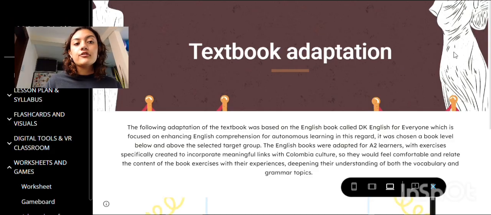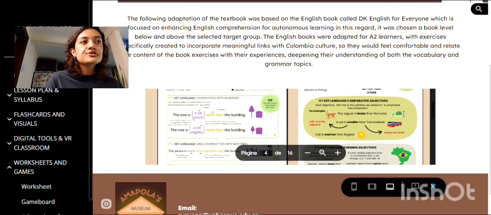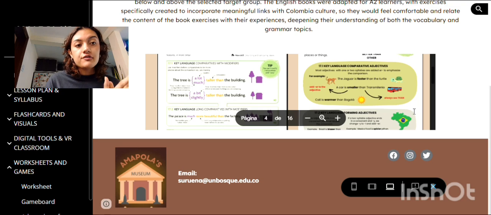I had the opportunity of adapting a textbook to my A2 learners in order to incorporate meaningful exercises about Colombian culture to deepen their understanding of different topics.